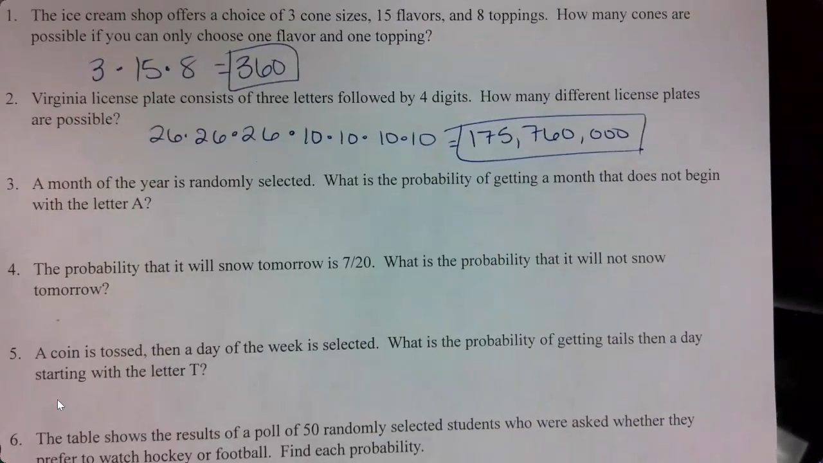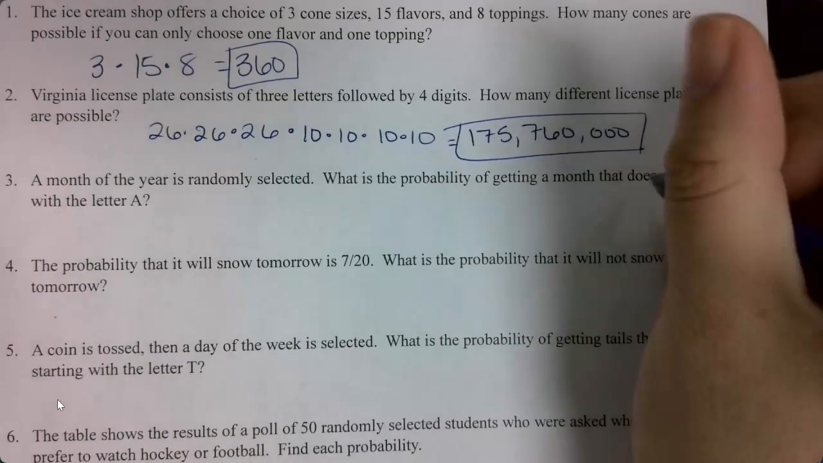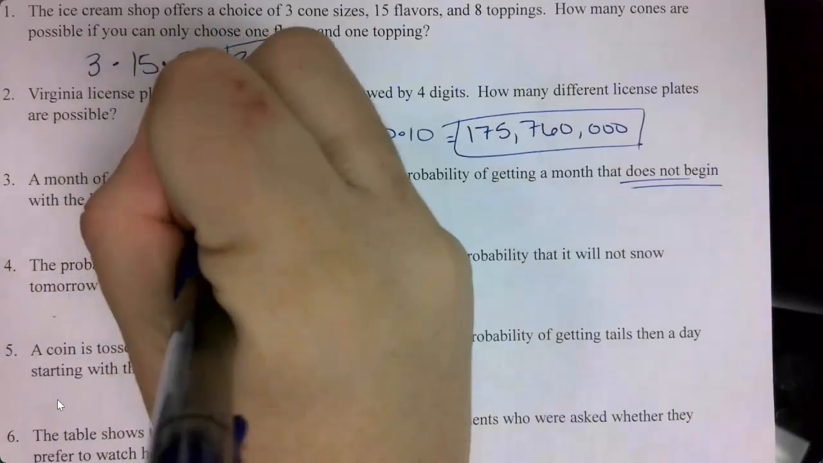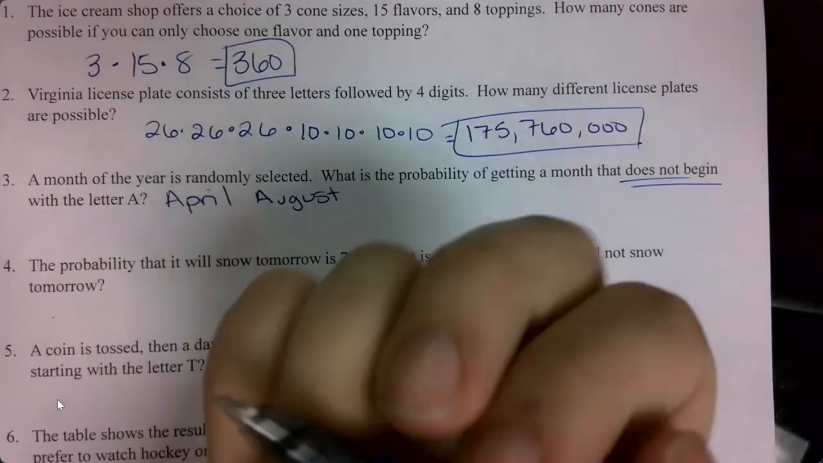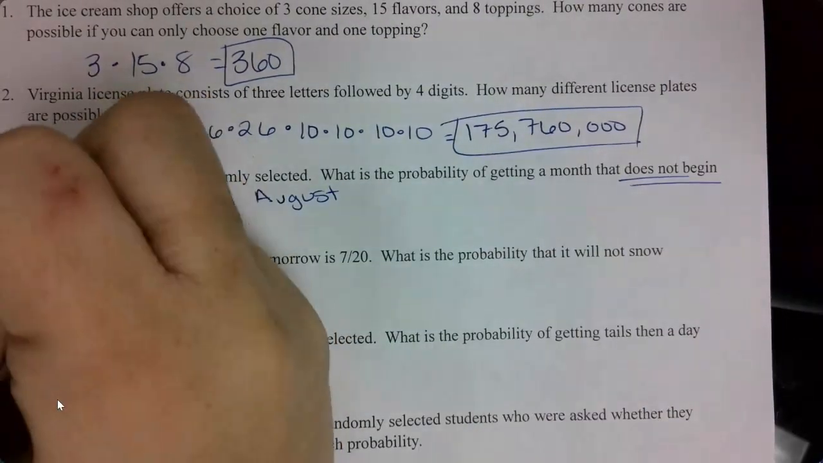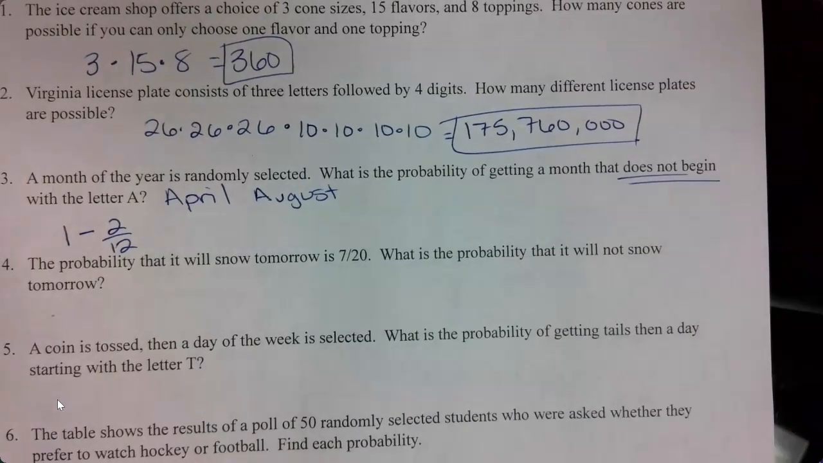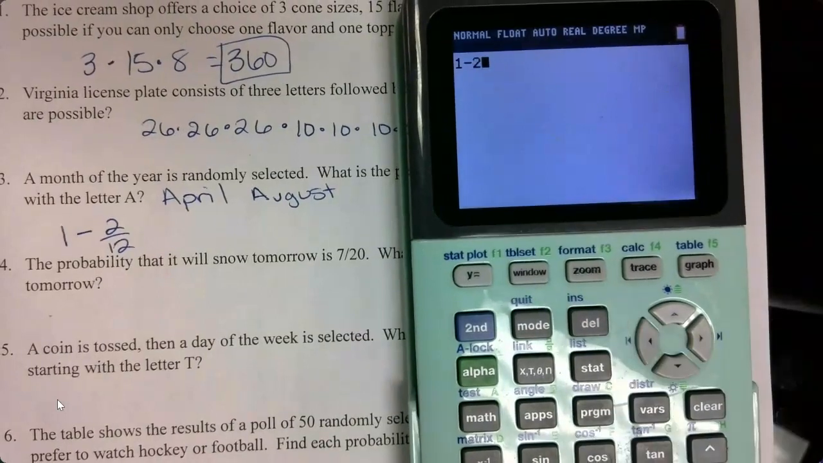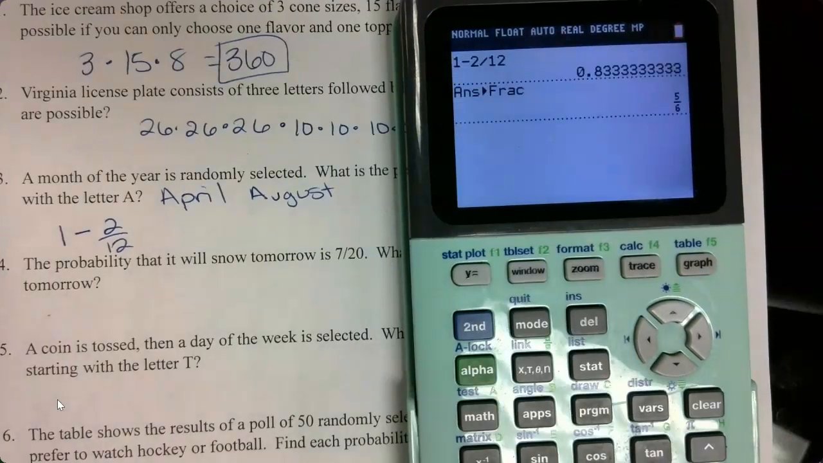Next one says, a month of the year is randomly selected. What's the probability of getting a month that does not begin with the letter A? So my months that begin with A are April and August. So I have all of my months equal up to a total probability of 1. And then I have 2 out of 12 that I don't want. I'm subtracting because it says does not. So 1 minus 2 divided by 12 gets me, turn this back into a fraction, 5/6.